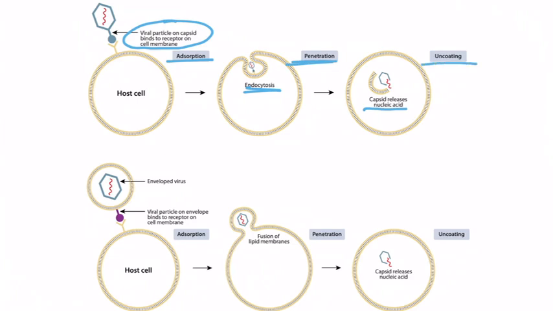This is called uncoating. With enveloped viruses, the process is almost identical, except the viral particle is on the envelope, not directly on the capsid. And this attachment is called adsorption. Then, unlike before, the lipid membranes will fuse, and this is termed penetration. And that capsid is just brought into the cytoplasm. And just like before, the capsid will release the nucleic acid, and this is called uncoating.